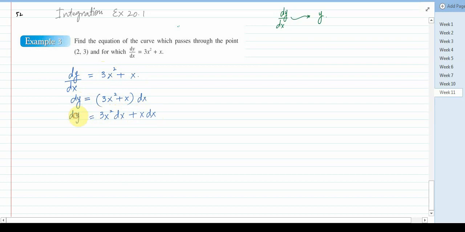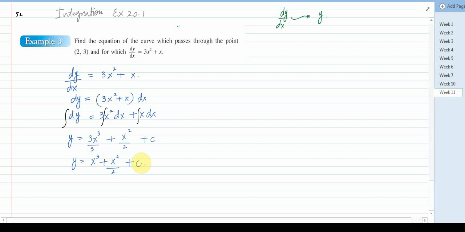Now my function is ready to integrate, so I will apply the sign of integration on both sides of my equation. Integral of dy is y, equal to integral of 3x square, which is x cube divided by 3. Integral of x is x square upon 2, and we have plus c. If I simplify it more, 3 and 3 cancel, it's x cube plus x square upon 2 plus c. Now that is the equation of curve which we need to find.